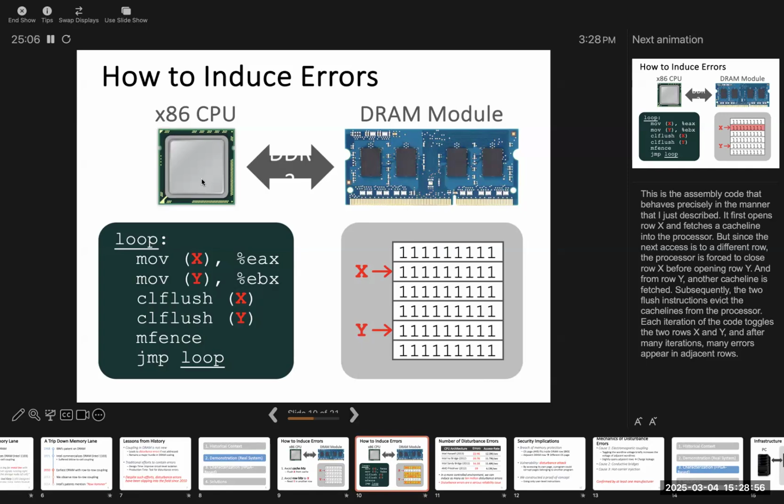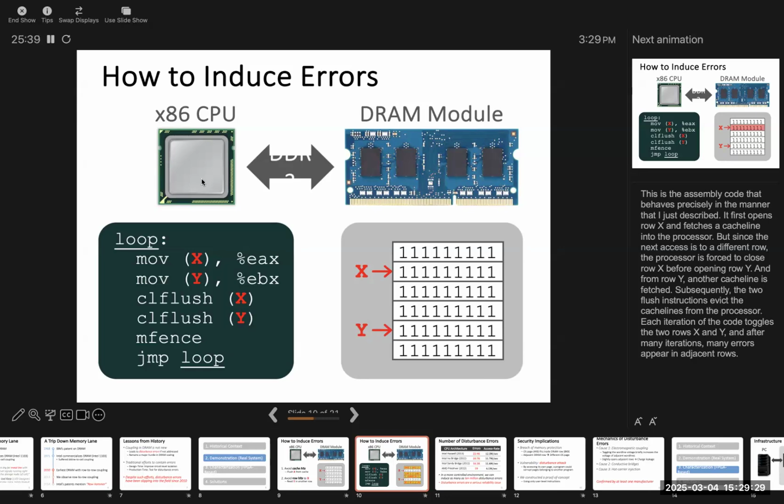So here you are first reading from X, so this row will be open, then reading from Y, so that row will be open, then you flush both of them. Why are you flushing? So that when you read X next time, you don't get the data from your caches; you get it from the memory. Because if your request is served from the cache, the row will not be opened or closed again, since the data is still there in the cache. And the M fence, I will get back to that, I will take your question.